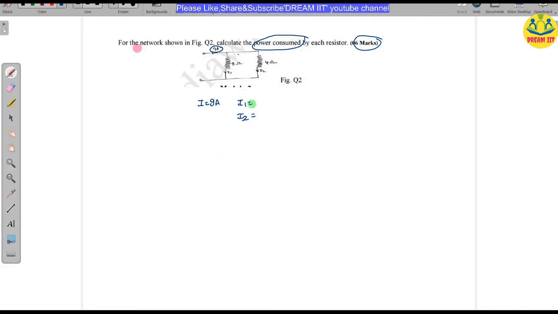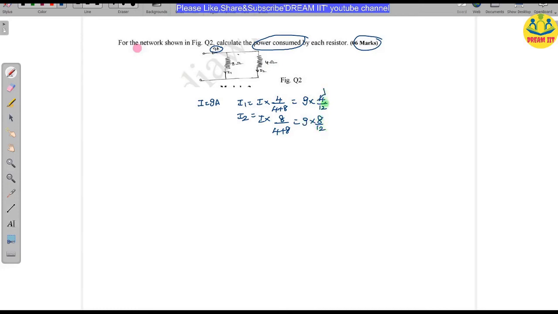So let us calculate what is I1. So first I1 is I into, what is the opposite resistance for I1? That is 4 divided by 4 plus 8. Next I2 is I into, what is the opposite resistance for 4? That is 8 divided by 4 plus 8. So here the total current is 9 into 4 divided by 12. Here also total current is 9, 8 divided by 12.